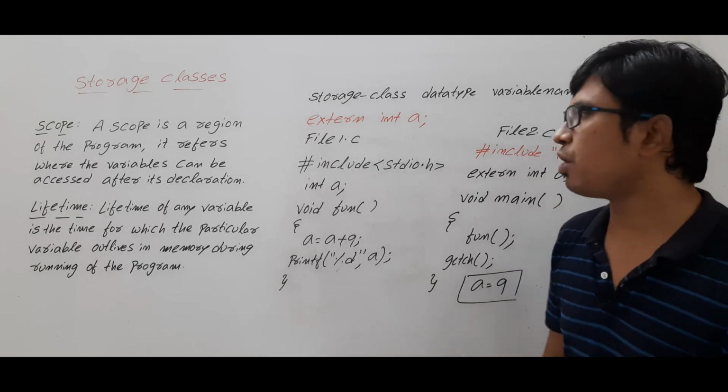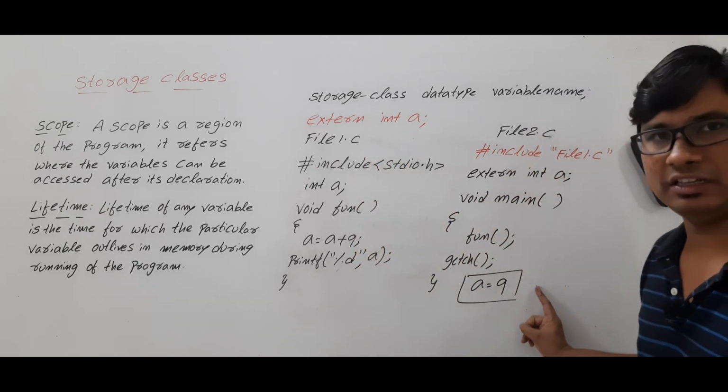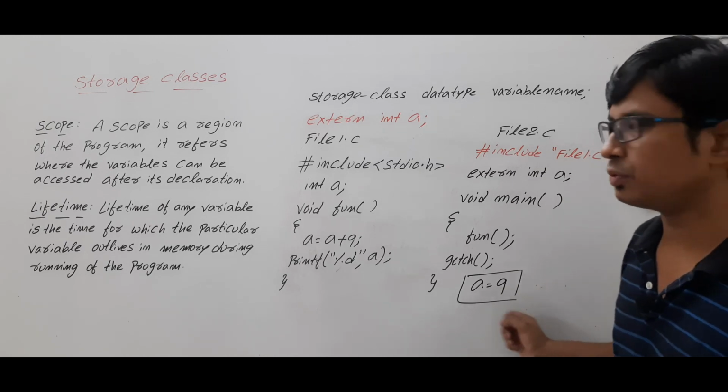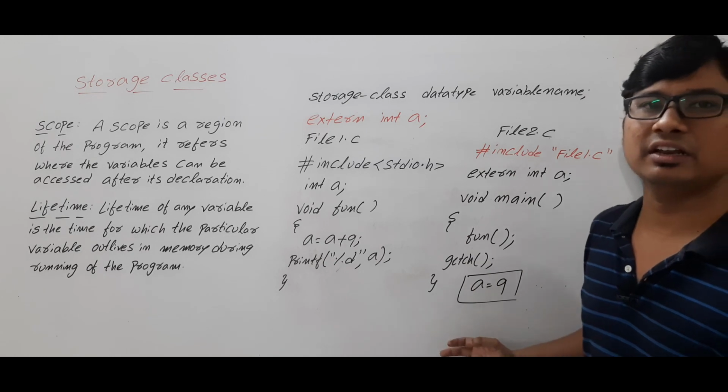But remember this point: after compiling file1.c, only then should you compile file2.c, and only then will you get the output. Without compiling the first program, if you compile this one, then it will give an error for you.